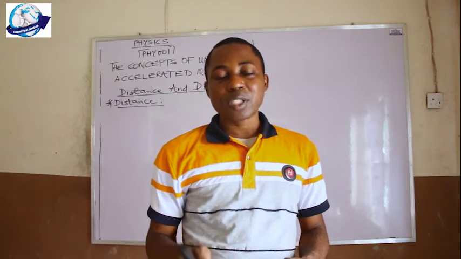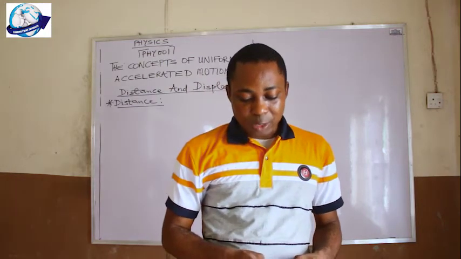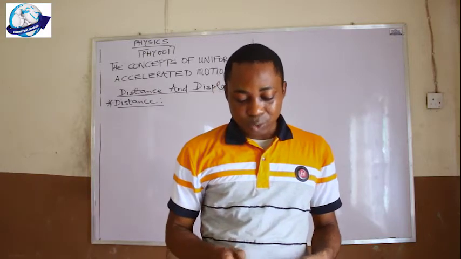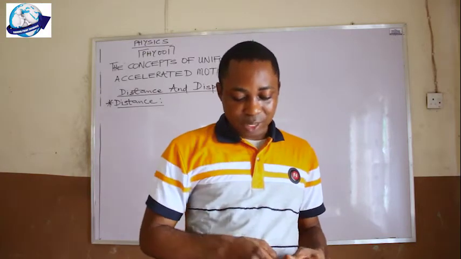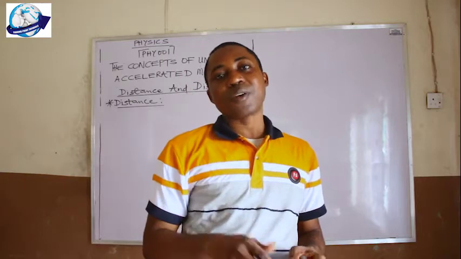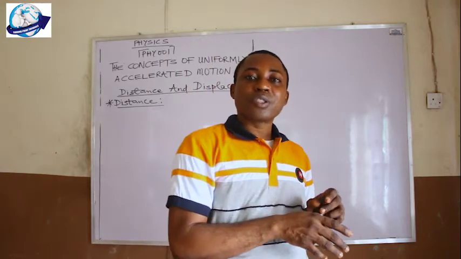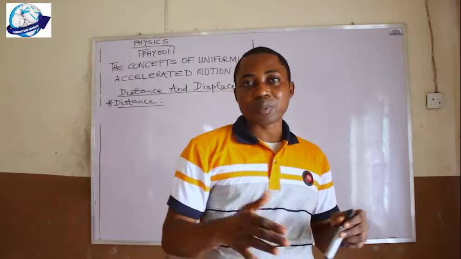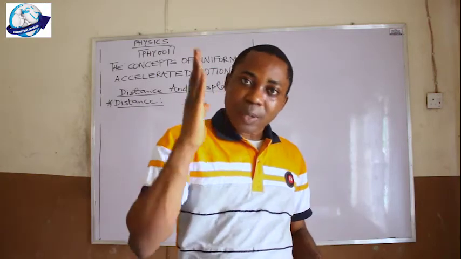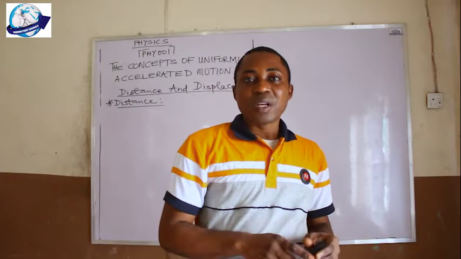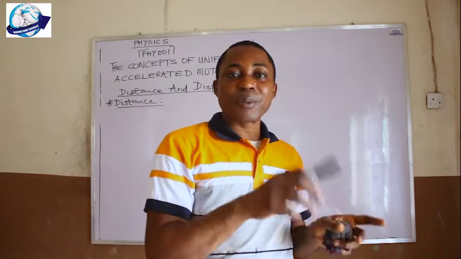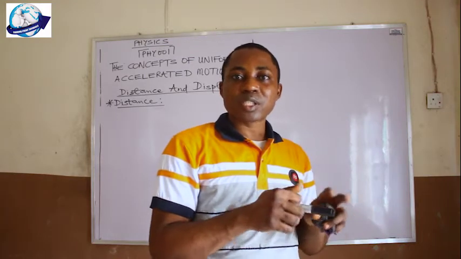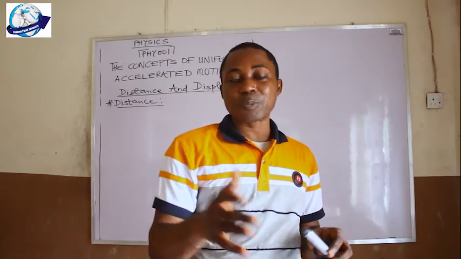But on the other hand, what is displacement? Displacement is a measure of the space separating two positions along a given direction. That means in a specified direction. You must talk about the direction. When you come to displacement, you must talk about the direction, not only the measure of the space separating two points. That's why we can now say that the difference between distance and displacement is that distance is a scalar quantity. There is no direction to specify it.